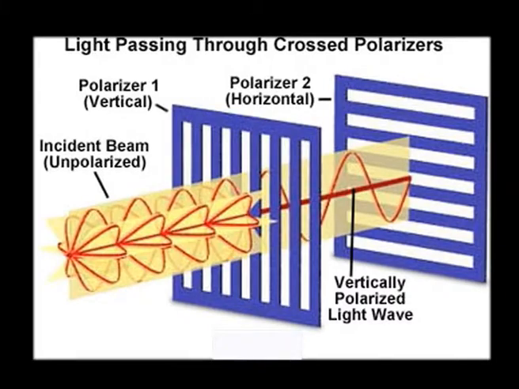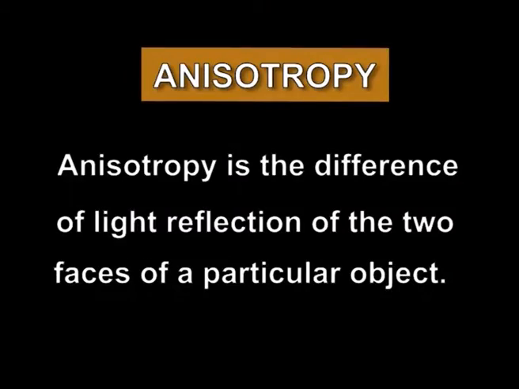Because of this, if light is vibrating in one direction and it passes through the polarizer, the analyzer will prevent that light from passing through. However, if you put an object in between, and if the object is anisotropic in nature... Sir, what do you mean by anisotropy and how can it be observed? Yeah, anisotropy, as opposed to isotropy, is the difference of light refraction of two faces of a particular object.